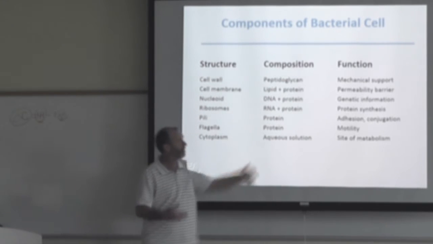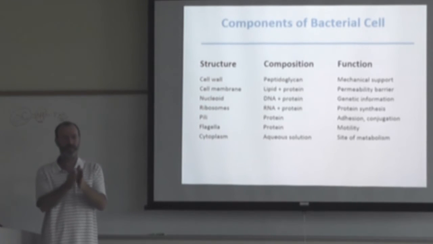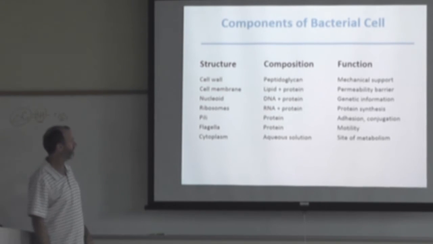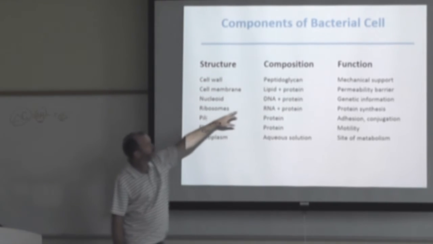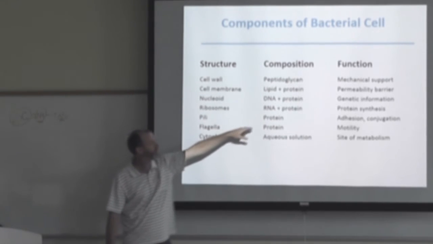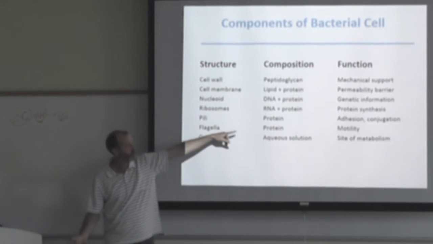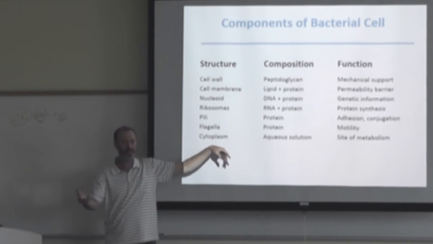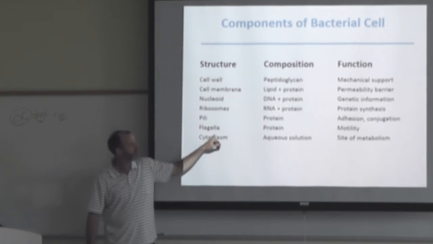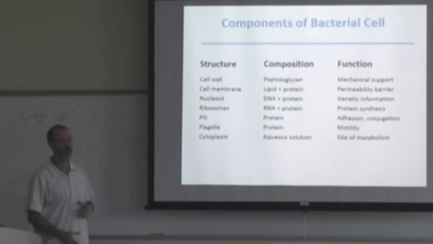The cell membrane is lipid and protein, and that produces a permeable barrier so you can separate metabolism from the outside world and be able to separate things. Nucleoid is DNA and protein that serves as genetic information. Ribosomes are made up of RNA and protein that produces the proteins. The pili are protein for adhesion to other bacteria and conjugation, where they share some genetic information. Flagella is for motility, and cytoplasm is the aqueous solution where metabolism occurs.